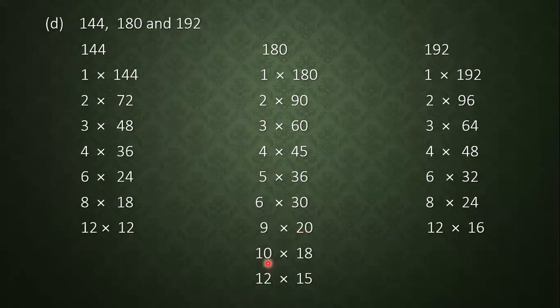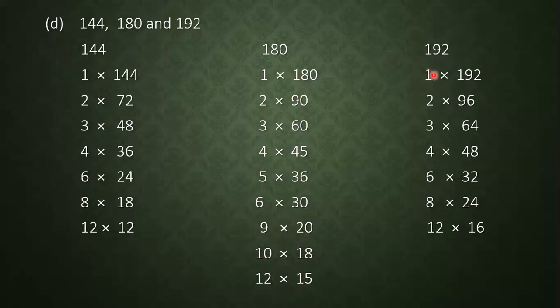Now 10 into 18 gives 180. And 180 is also there in the table of 12. 12 into 15 gives 180. So the factors of 180 are 1, 2, 3, 4, 5, 6, 9, 10, 12, now upward, 15, 18, 20, 30, 36, 45, 60, 90 and 180. So many factors. Now we will consider the last number, 192.